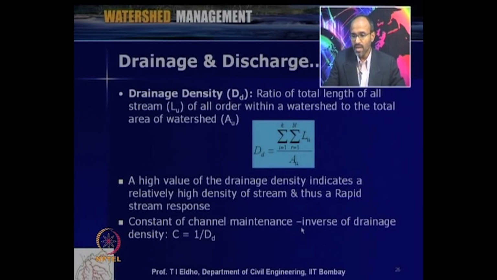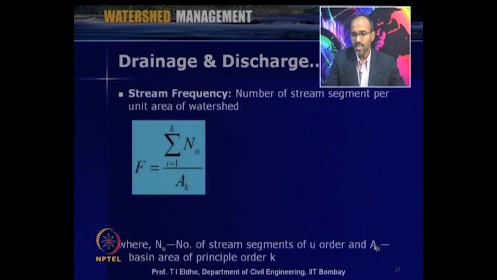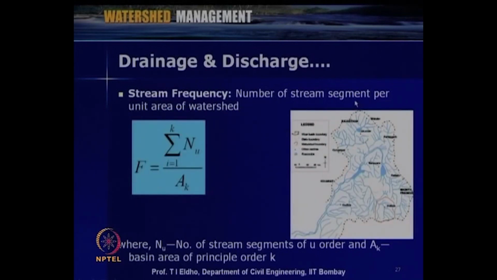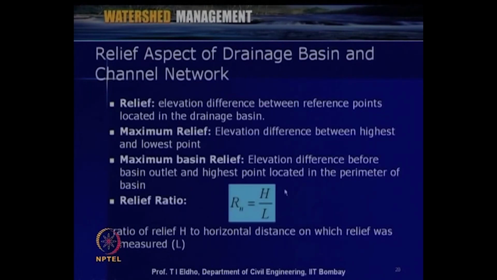Then the constant of channel maintenance is the inverse of drainage density. So, we can define another term called the constant of channel maintenance, that is E is equal to 1 by drainage density. Then another term as far as drainage is concerned, we can define stream frequency. It is the number of stream segments per unit area of the watershed. So, F is equal to sigma i equal to 1 to k, Nu divided by Ak, where Nu is the number of stream segments of order u and Ak is the basin area of the principal order k. So, this is the stream frequency.